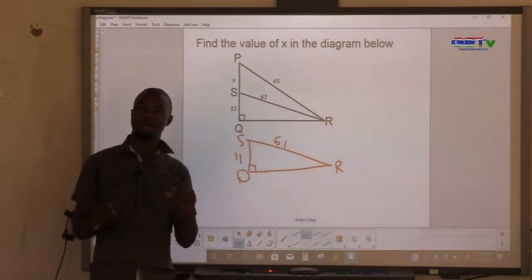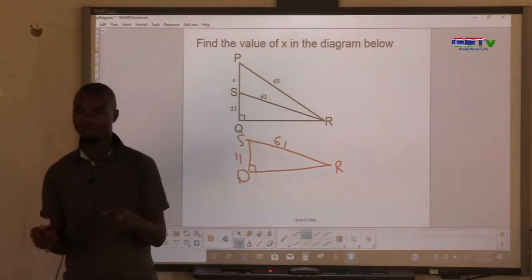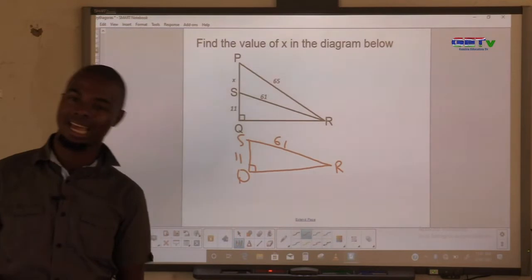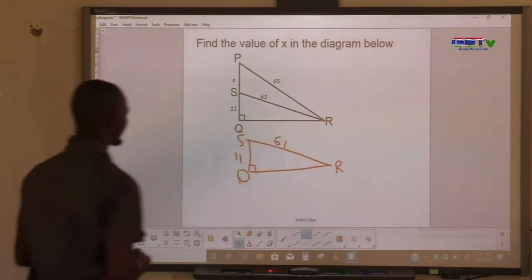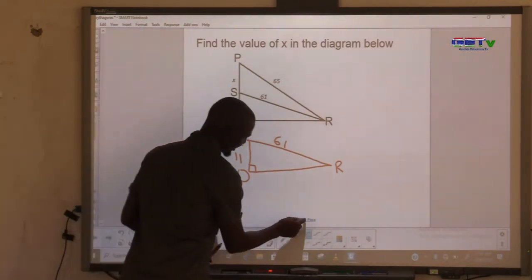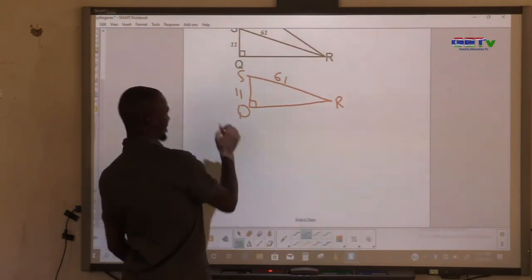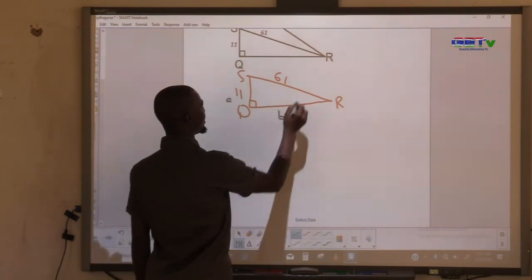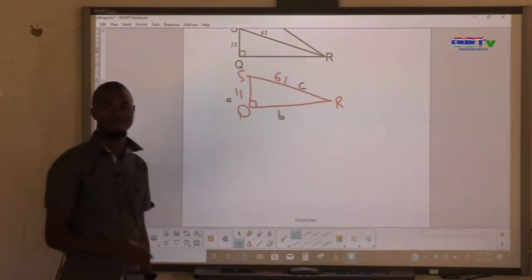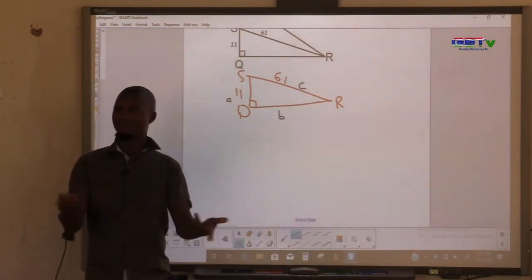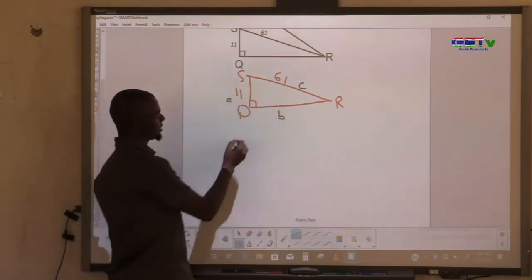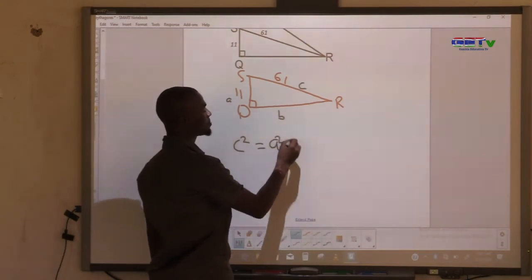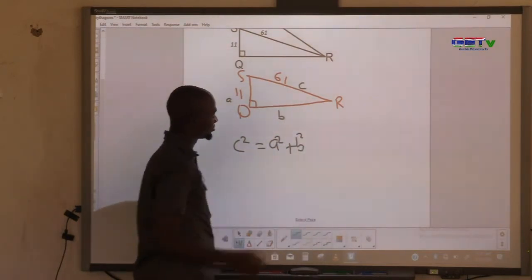So whenever you have two sides of a right angle triangle, you use the Pythagoras theorem to find the third side of the right angle triangle. How do we do that? If we are to label them, this will be our A, this is B. I said the longest side is always C. So we apply the formula. The formula is C square is equals to A square plus B square.